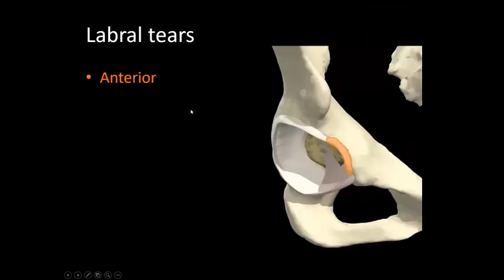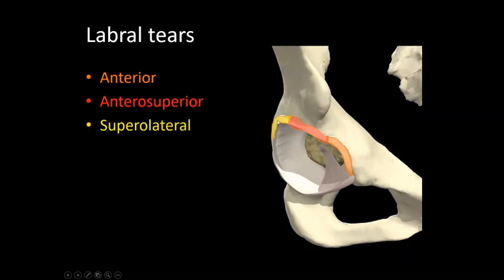tearing of the labrum. When we describe labral tears, you can describe them using the clock face, as I mentioned earlier. 3 o'clock is always anterior, 9 o'clock is always posterior, 12 o'clock superior, 6 o'clock inferior, and then you can use the clock face for describing labral tears. But if you feel like it's more convenient to use the quadrants of the acetabulum, you can use, for example, anterior labral tear, anterosuperior labral tear, the supralateral labral tear, and posterior labral tear. So you can just use the quadrants rather than using the clock face.